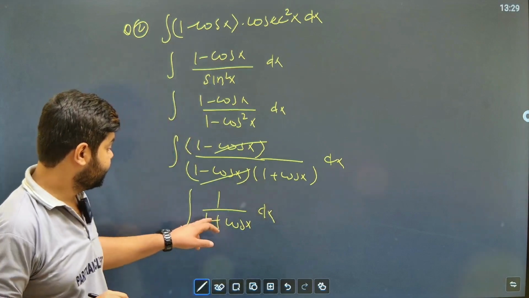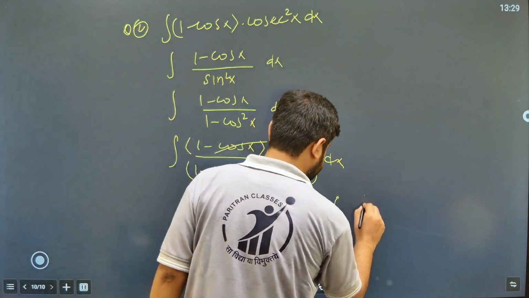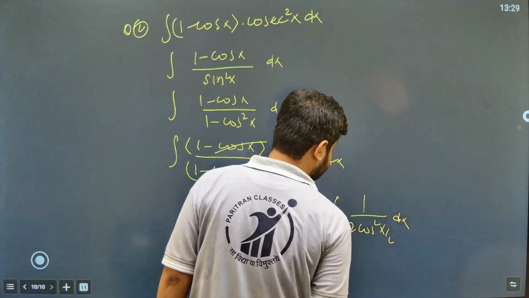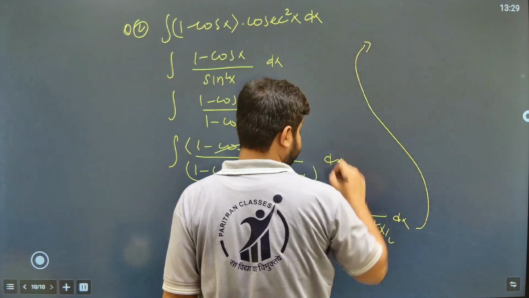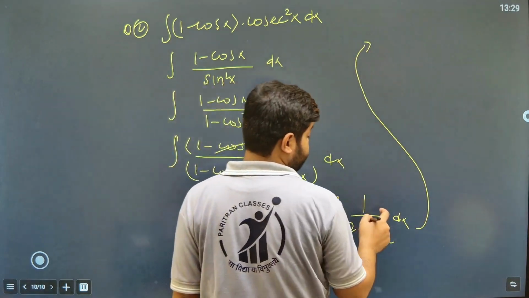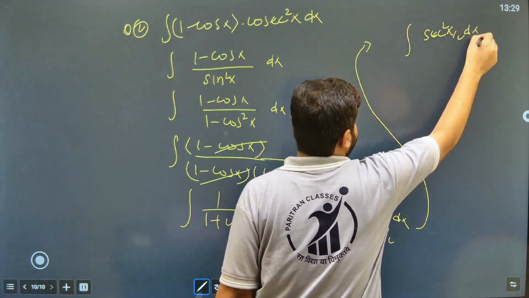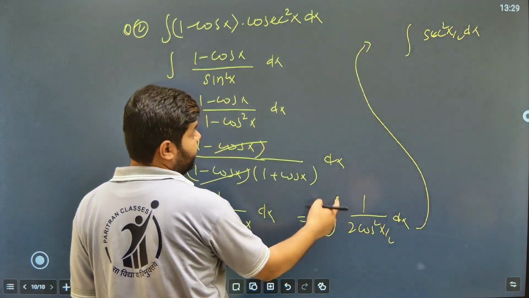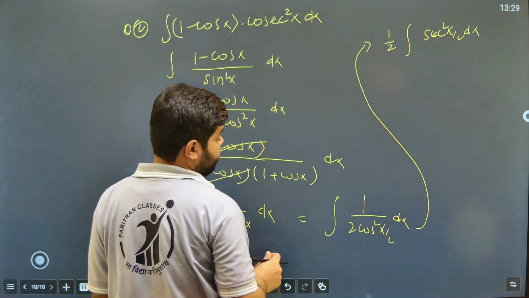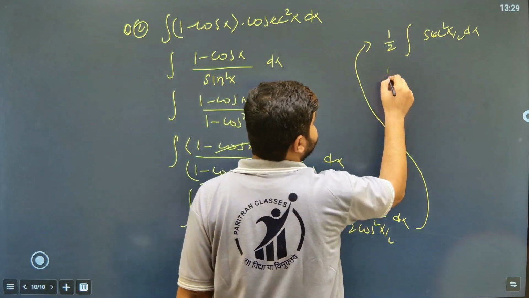And we have to convert this 1 plus cos x into 2 cos square x by 2. And this 1 upon cos square x by 2 will be sec square x by 2. And here 1 by 2 is a constant. We can take 1 by 2 outside the integration.